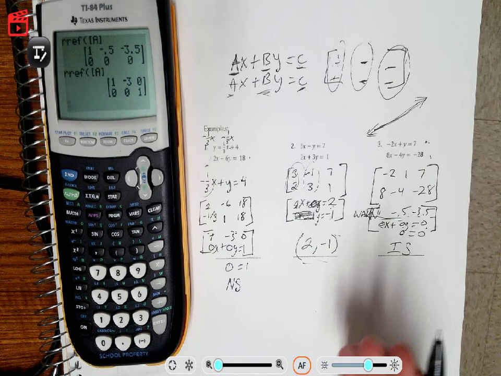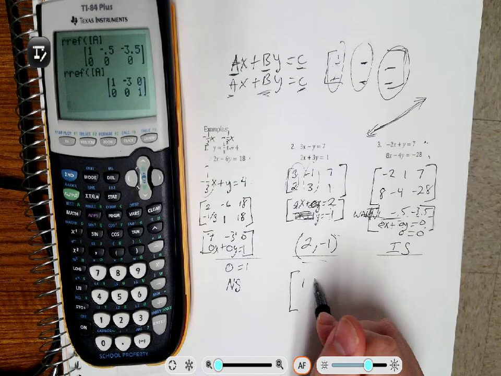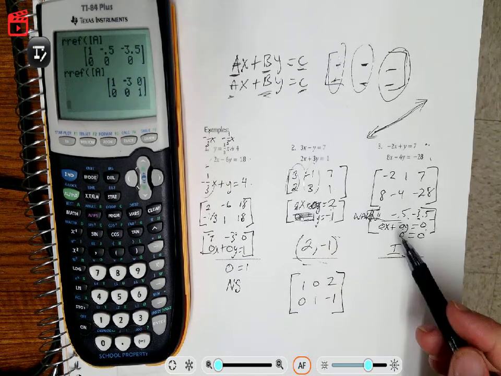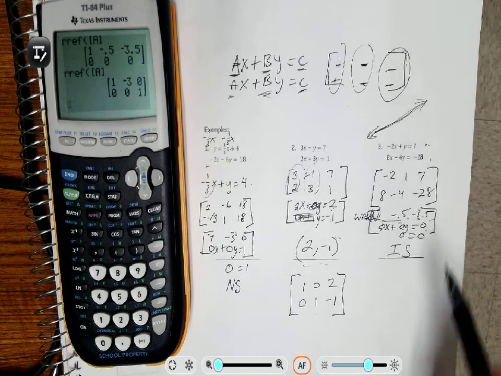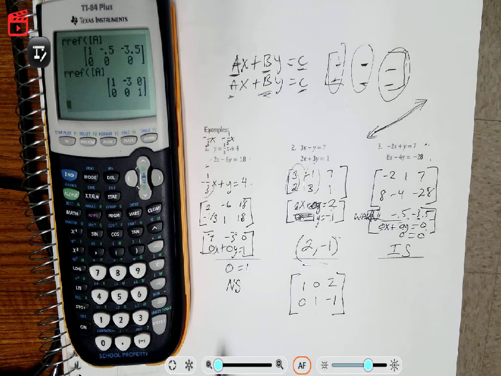That's how you do matrix, and that's the 3 different types you'll get. This one gave you 1, 0, 2, 0, 1, negative 1. This one gave you 0, 0, 0 across the bottom, and this gave you 0, 0, 1 across the bottom. That's how we find our answers.